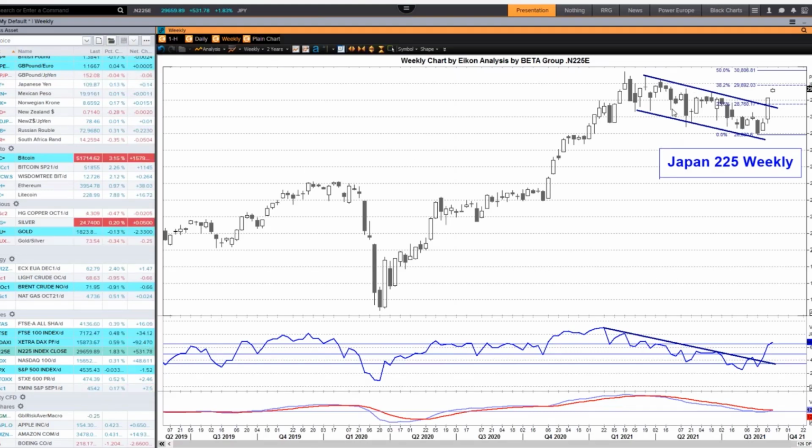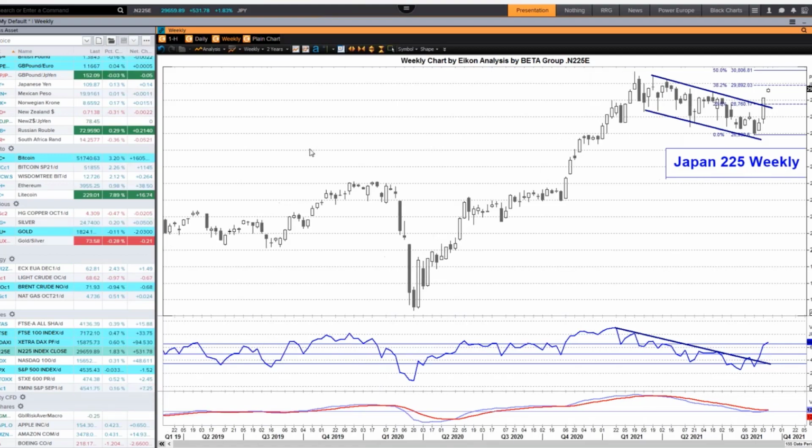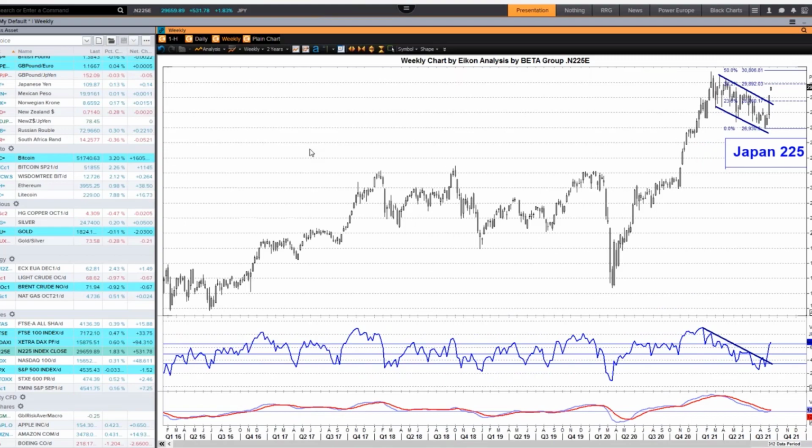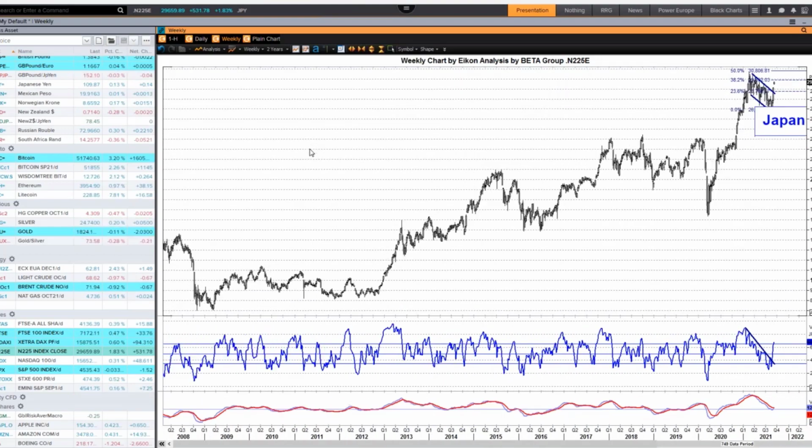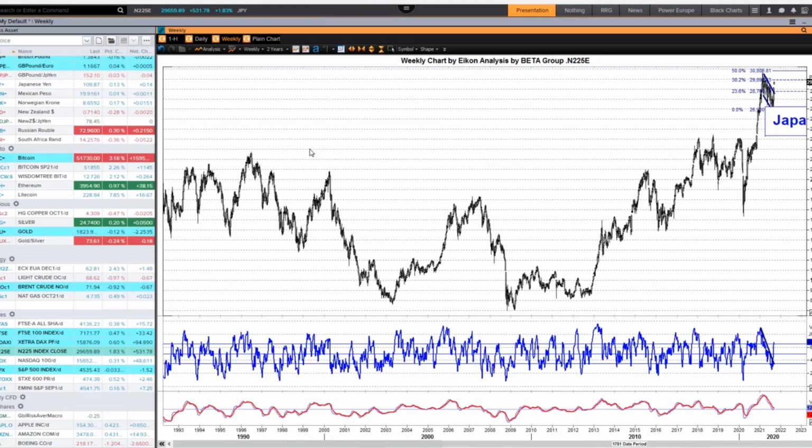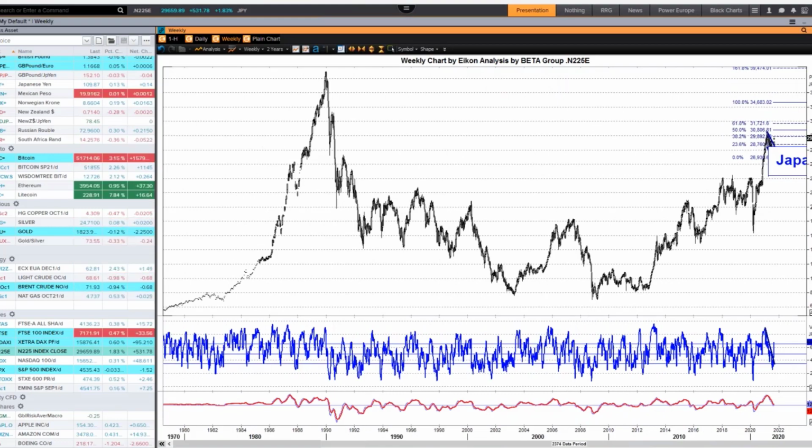Now, we've had this flag formation, which we have talked about, and it has lasted since March. We've been drifting down in here. I think it is a flag, so I'm measuring from here to here and upwards, but let me come back to that and tell you why this is so important. I'm going to bring in a huge amount of data here. I'm going to go back in time, before you were born, and look where we are now.